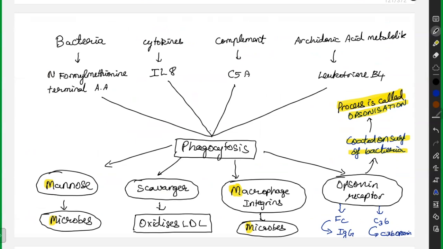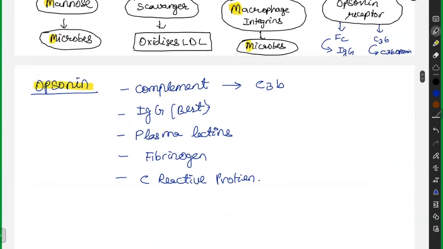Phagocytosis has different receptors. Either there is a mannose receptor, scavenger receptor, macrophage receptor, or opsonin receptor. Mannose receptor mainly focuses on microbes. Similarly, macrophage integrin focuses on microbes. Whereas scavengers act on oxidized LDL, and opsonin receptors bind to the coating on the surface of the bacteria, causing IgG and C3b opsonin mediated phagocytosis.